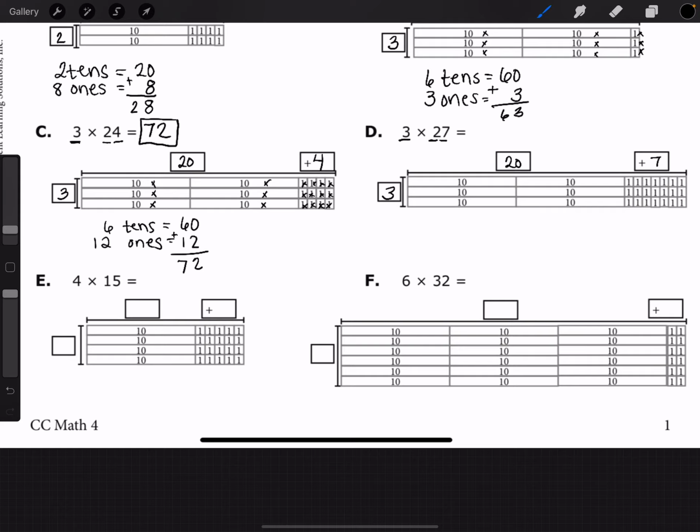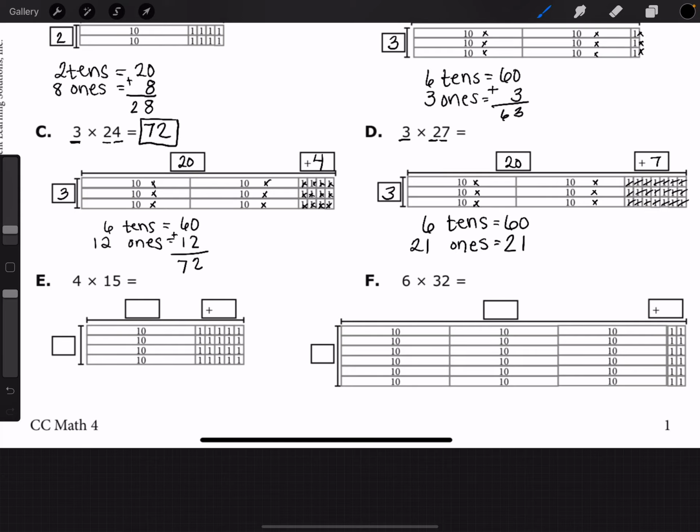Again, we took and we split up that 20 into 2 tens because 10 plus 10 equals 20. And we have 1 ten, 2 tens, 3 tens, 4 tens, 5 tens, and 6 tens. So again, we have 6 tens, which equals 60. Now let's look at our ones. 1, 2, 3, up to 20, 21. So we have 21 ones, which equals 21.